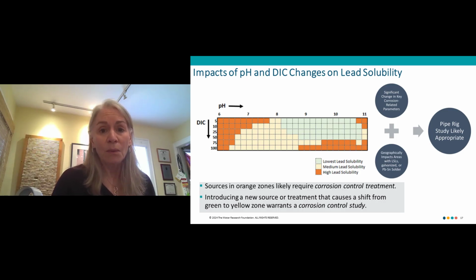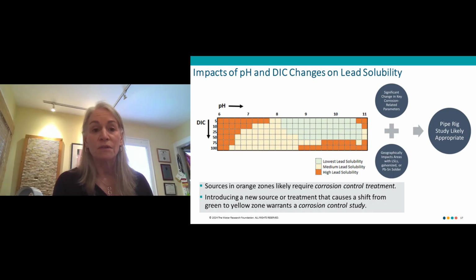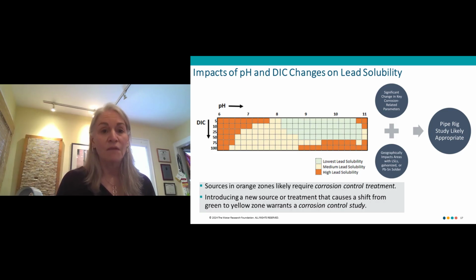So what we want to consider is, are we having significant changes in these key water quality parameters, but also are those changes going to be implemented in a geographic area of the distribution system that has lead service lines, copper lead solder, a lot of old galvanized pipe. You know, if you're bringing on a new source in a very new area of the distribution system, and after all the lead bans there's no lead solder, then maybe a pipe rig isn't needed, but certainly a corrosion study is. So it's putting all the pieces together to help states understand if and when a pipe rig study is appropriate.